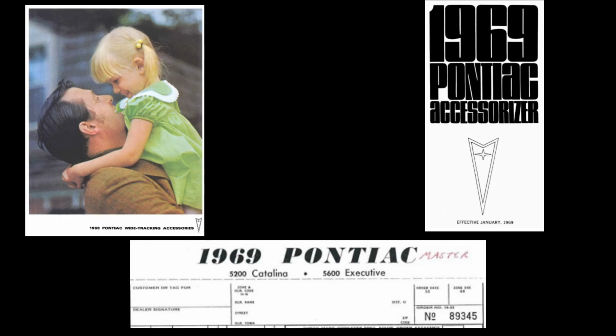So where do we find information for the accessory codes? There are 3 sources available: the 1969 Pontiac Wide Tracking Accessories Guide, the 1969 Pontiac Accessorizer, and the 1969 Pontiac Dealer Order Form.